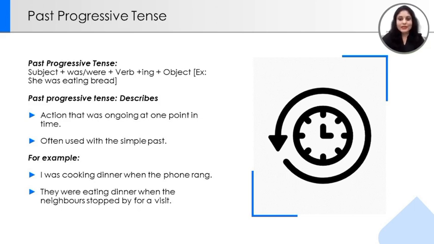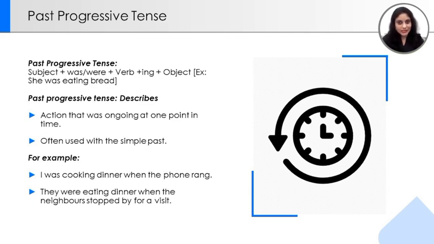Let us take a look at another example to make this tense a little more clear to you. They were eating dinner when the neighbors stopped by for a visit. You can see here the same formula that I was talking about. There is an action, they were eating dinner.